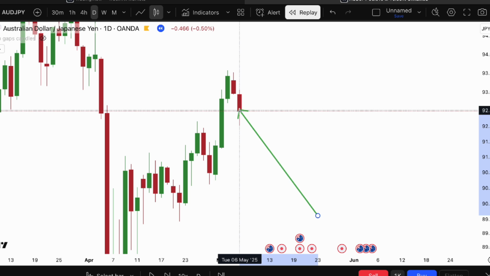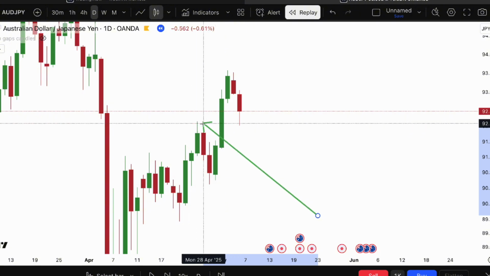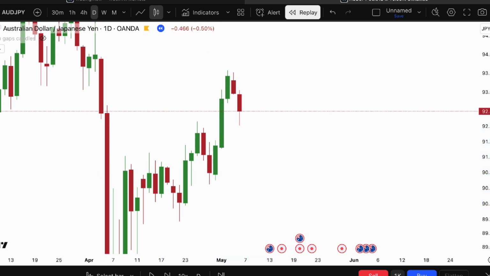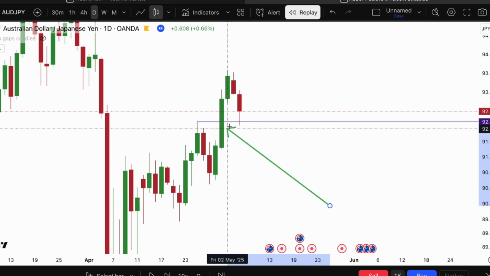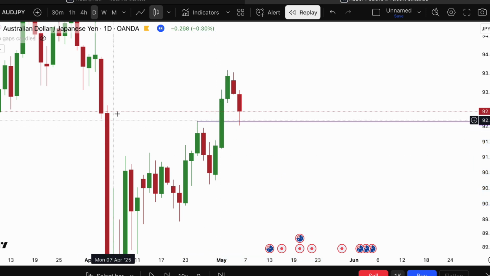Next, we look for if the impulse has broken and closed above the highest point of the previous structure. If I was to mark out the highest point of the previous structure, that will be this wick right here. And you can clearly see our impulse has broken and closed above the highest point. After we identify our setup on the daily, we go to the weekly time frame.